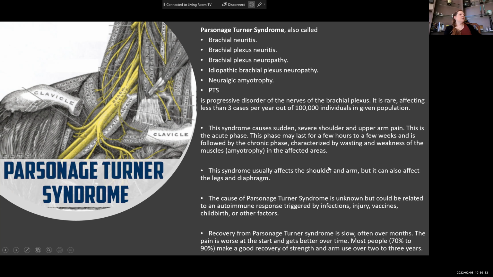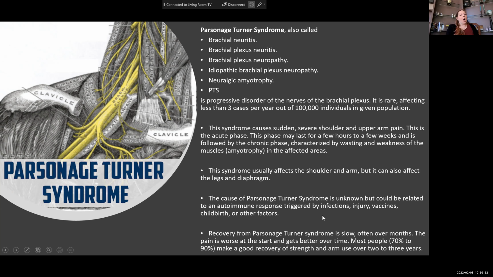So what does wasting of a muscle mean? Not using it enough, so it deteriorates. It just doesn't function and it shrinks, right? And that's what weakness is. Not quite dead, but it becomes sort of useless. It usually affects your upper arm and shoulder. It would be terrible if it got the legs and diaphragm, but sometimes it does.